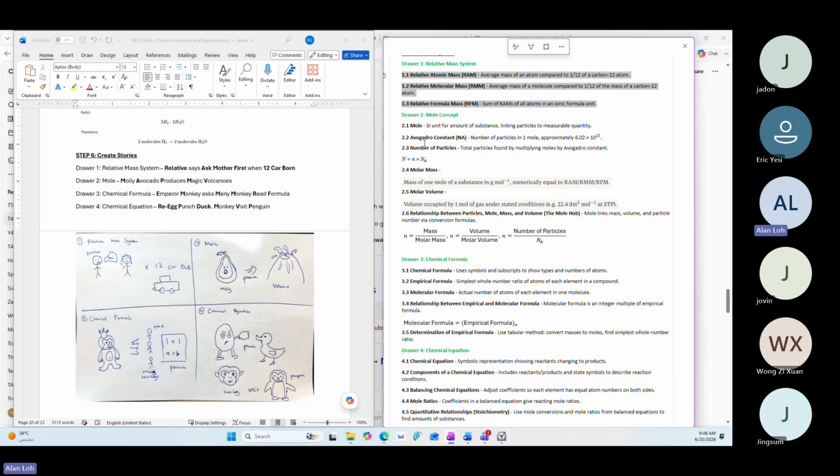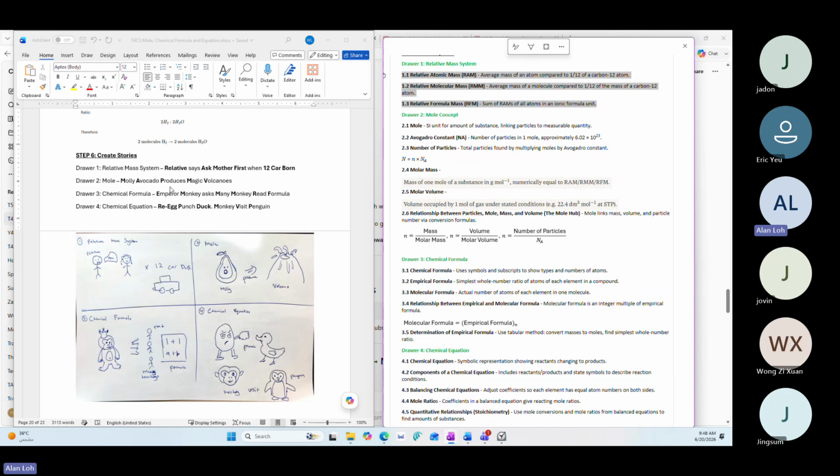Avocado is avocado. Produce is particles. Mass is magic. Volcano is volume. Right. So what is in the drawer number 2? You have something related to M, mole, avocado. There's number of particles. This mole is a SI unit. Then the producers is particles, P, right?